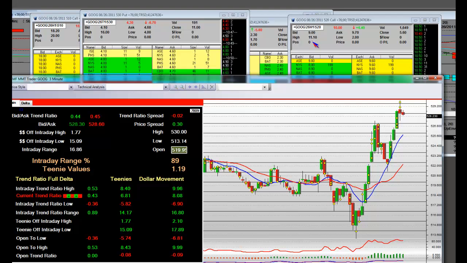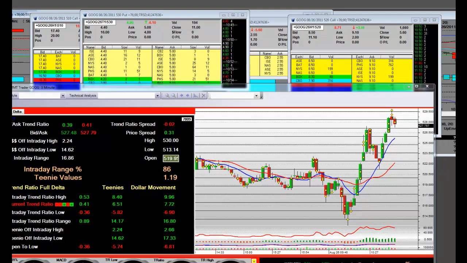So it's contracted now. You can see it right here. 9 by 9.60, 40 pennies wide, based on what this trend is doing.